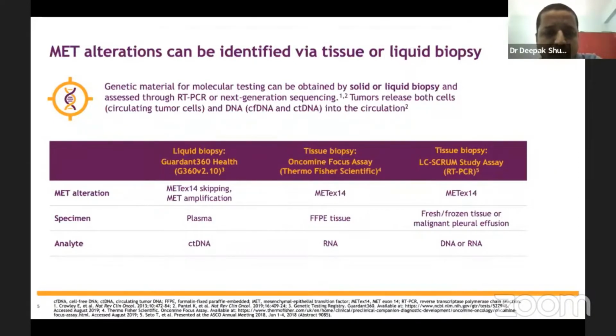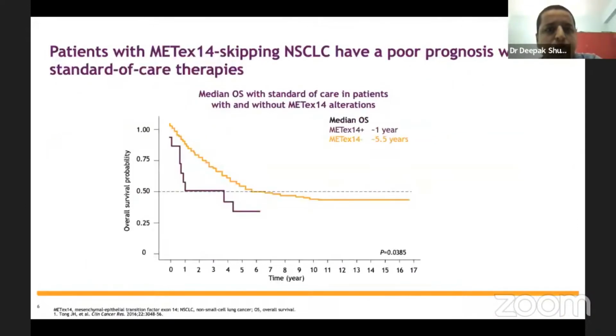So all NGS, one must remember, is not the same. There are various studies showing that an NGS platform using DNA will be able to detect only 20% of these mutations if we are not doing simultaneous RNA NGS along with it. So the goal is to do both DNA as well as RNA NGS to diagnose this patient.